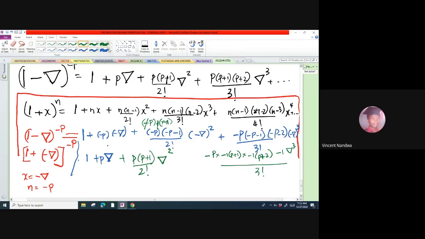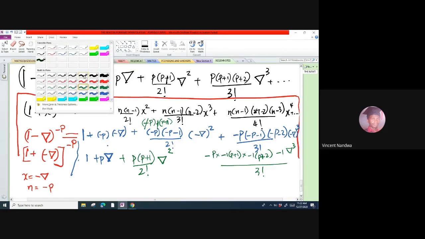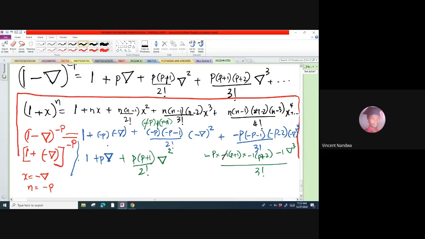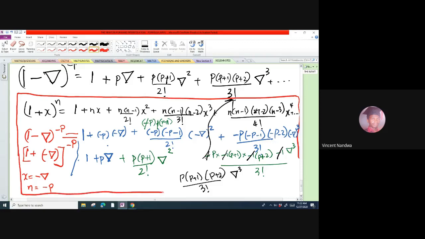So clearly you should see that this negative sign cancels with this negative sign, and this negative sign cancels with this negative sign. So therefore what remains is p into p plus 1 and then p plus 2 divided by 3 factorial, and then backward power 3. So that's why you have this term here. That is how we generate all other terms for that series. This was just, by the way, to explain why the signs there are positive.